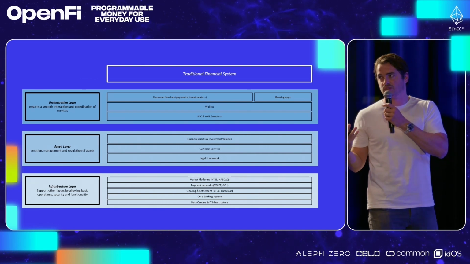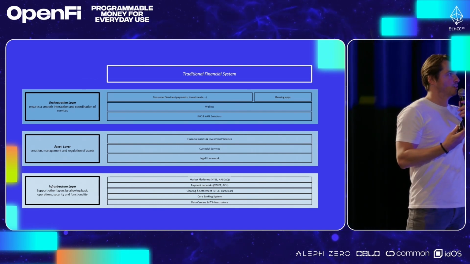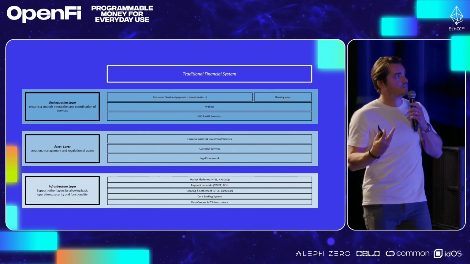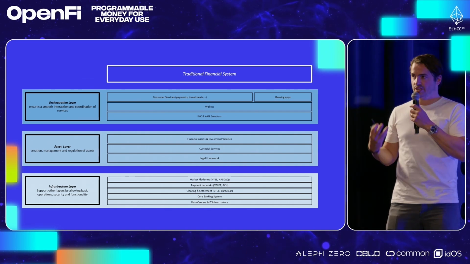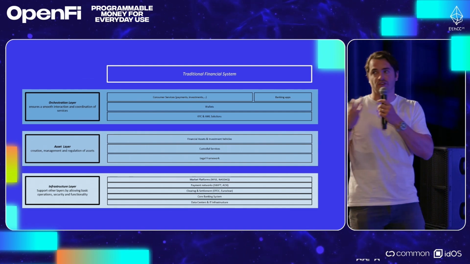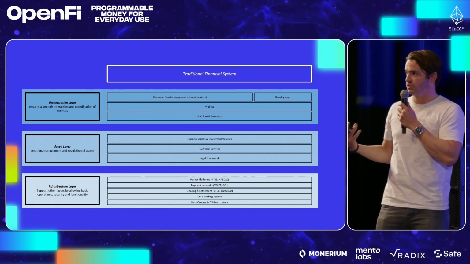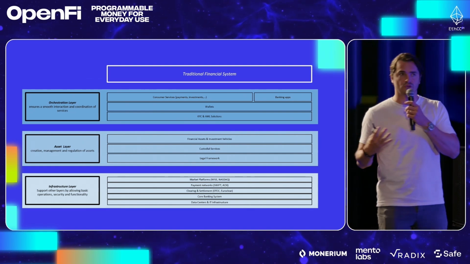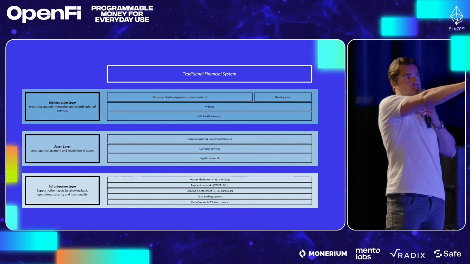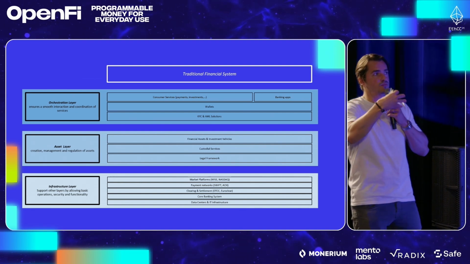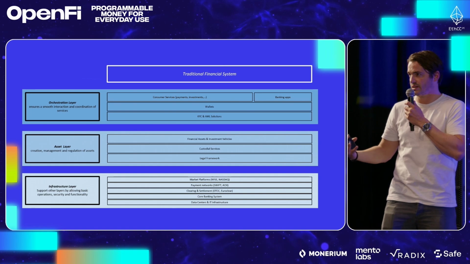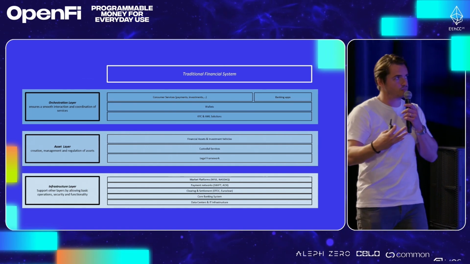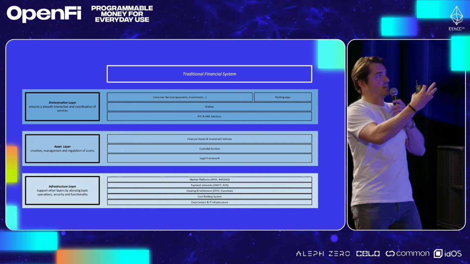If we start at the very bottom, we have the infrastructure layer, which serves as a support layer, and it allows basic operations, security, and functionality. So this is your traditional infrastructure, this is your tech stack, and this is core protocols which make up the infra. In traditional markets, you're looking at your market platforms, your clearing and settlement, your core banking system. This is your infrastructure. The second layer is your asset layer.